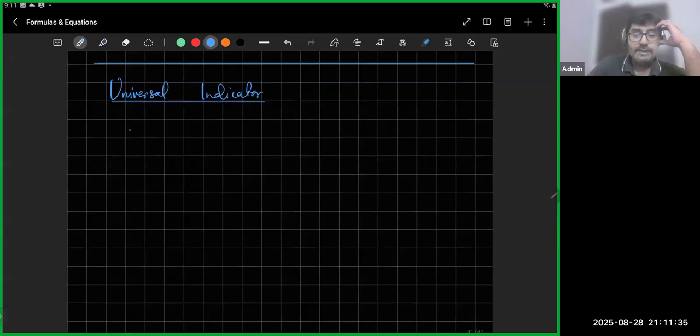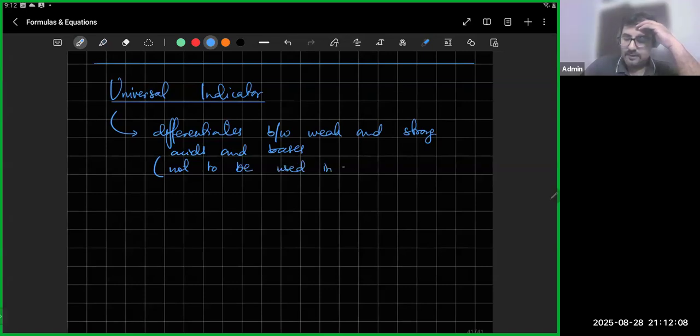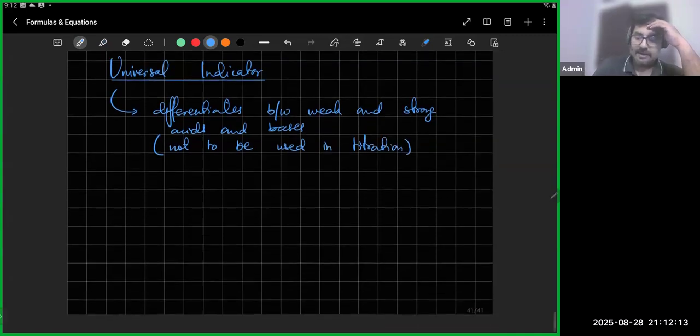As a universal indicator, the first purpose is that it helps you differentiate between weak and strong acids and bases. You remember, it's not to be used in titration. The previous ones were all being used in titration. These are not to be used in titration. Keep that in mind.